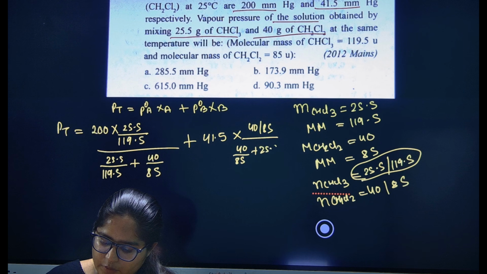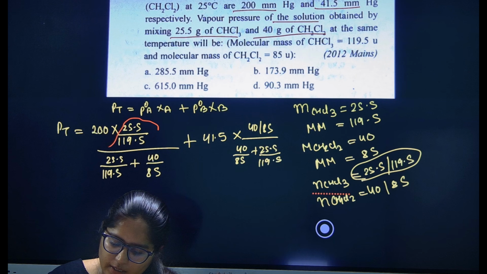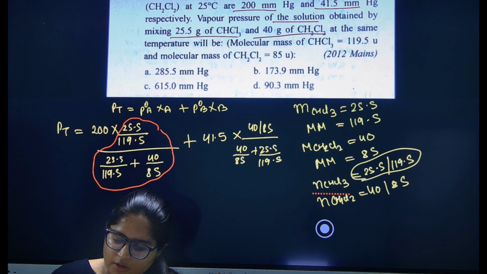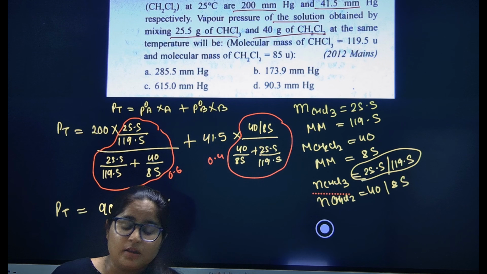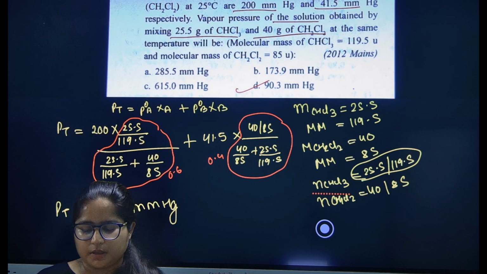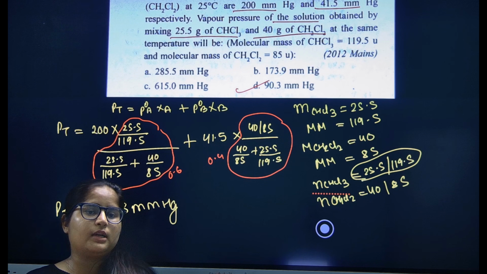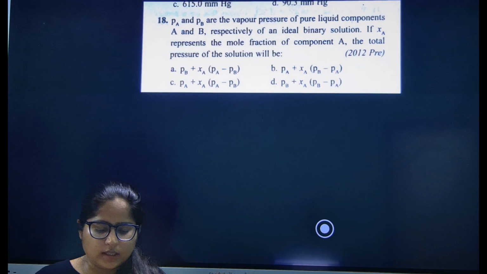plus 25.5 by 119.5. So when we calculate this, I think we are getting something like 0.6 and 0.4. You guys calculate and check it. So here the total pressure we will get is 90.3 mm of Hg. So which option? Option number D. I have taught you how to do calculation, multiplication, division. You do it on your own. If I calculate, the video will become lengthy. Done. Now let us see the next question.